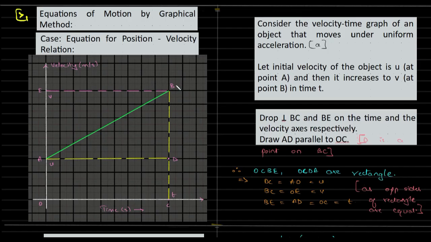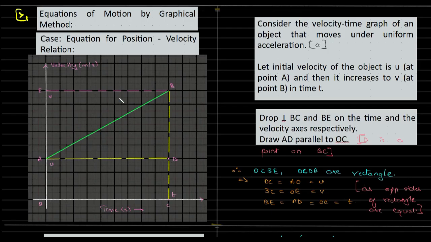So we need to drop BC and BE onto your velocity and time axes, and drop AD onto OC. All this is in the diagram, very clear, nothing to worry about. All this write-up is the same for all the three derivations. And now we have a similar statement.